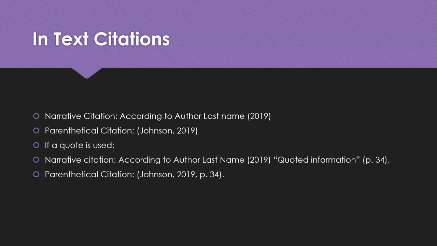Now, if you use a quote with your narrative citation, you're still going to say, according to Johnson 2019, then you're going to put your quote, and at the end of the quote, you're going to do in parentheses the page or paragraph or section number that you obtained the information. Then with parenthetical citations, when you do a quote, you're going to do the author's last name, the year, and the page number all inside the parentheses.